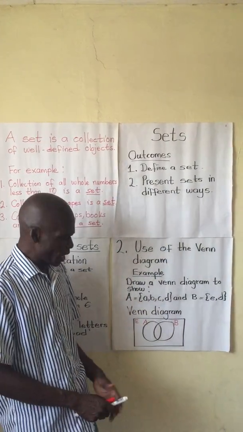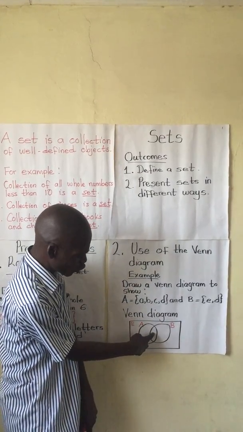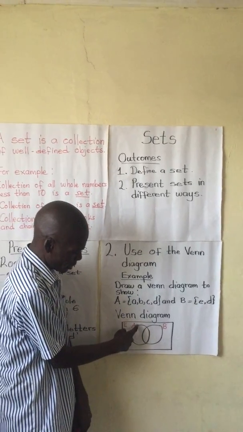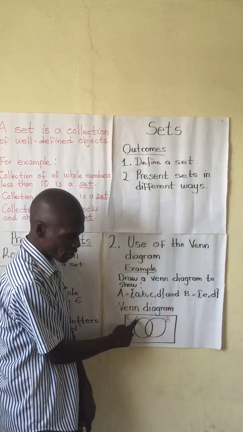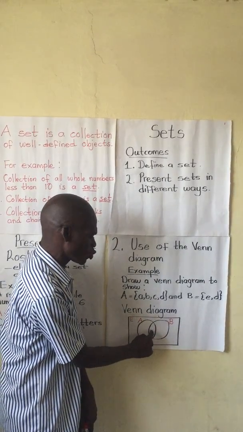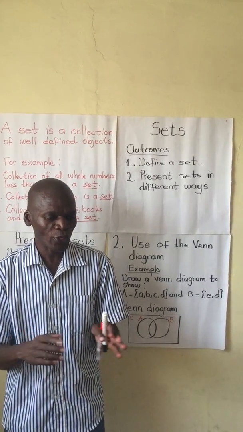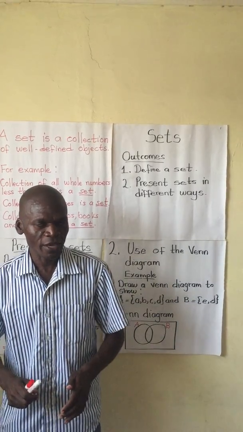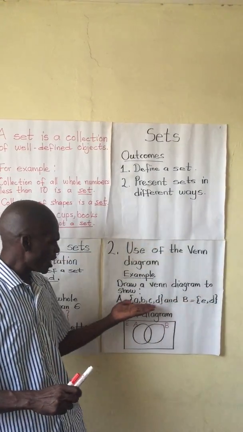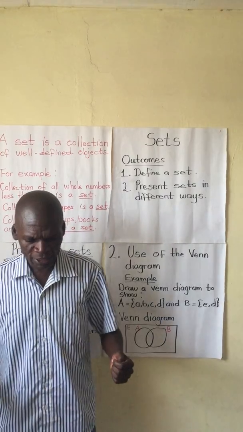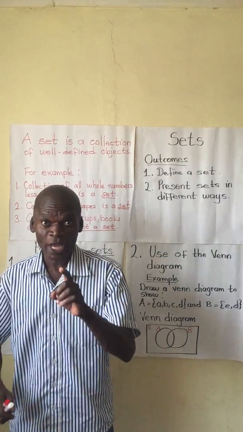Now we have this common area here. It is common because our A goes even in B, and our B goes even in A. So it means these which are here are common. They are both in A and they are in B. So we check here. Let's look at the elements, the members. Which one is in A and is also in B? And where are we going to put them?